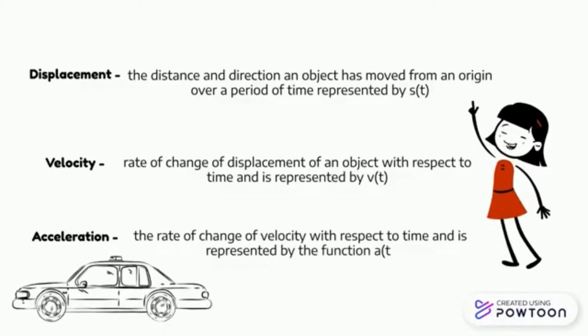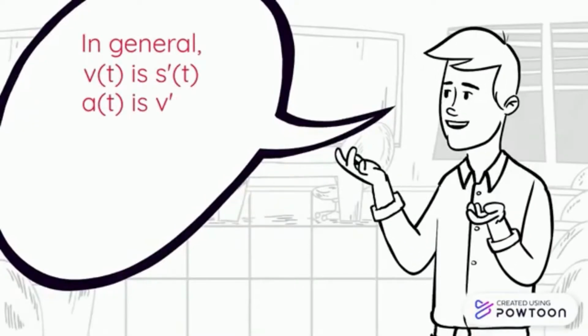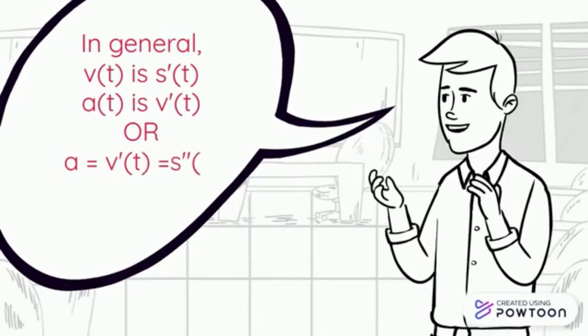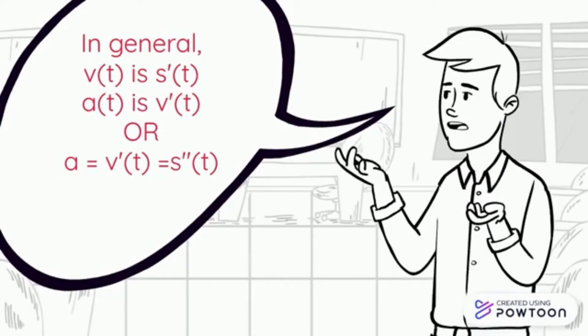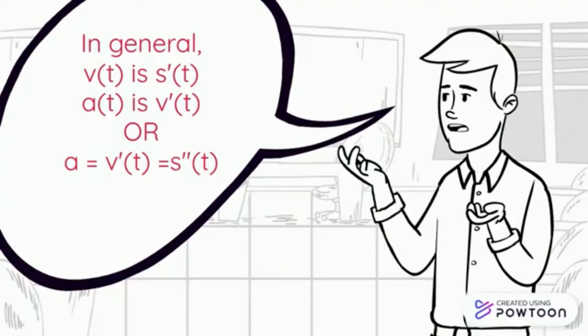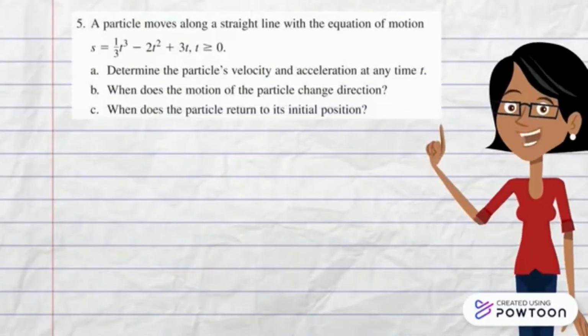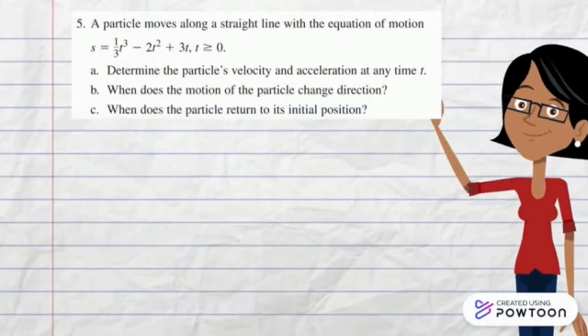In general, to find the velocity, you take the first derivative of displacement. To find acceleration, you take the first derivative of velocity. In other words, you can also find acceleration by taking the second derivative of displacement. Let's jump right into the first example.